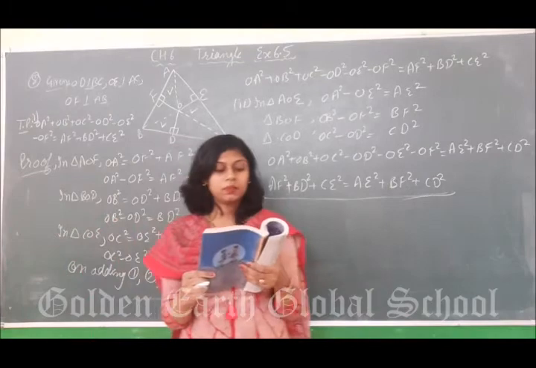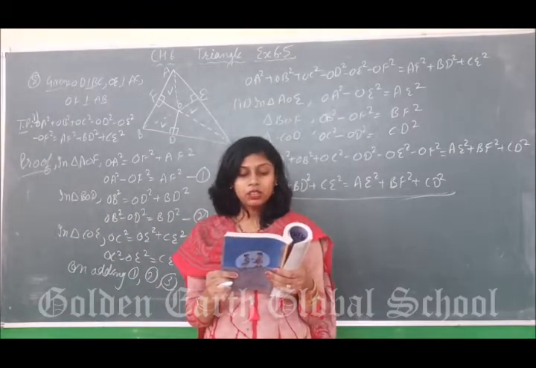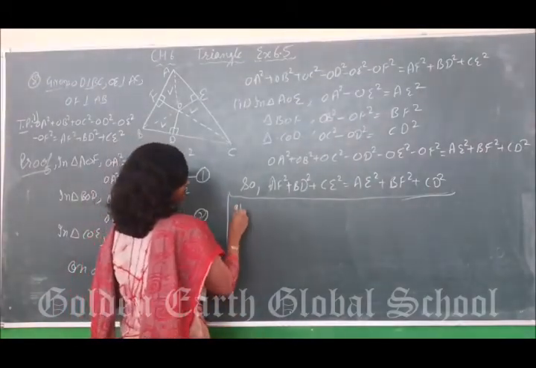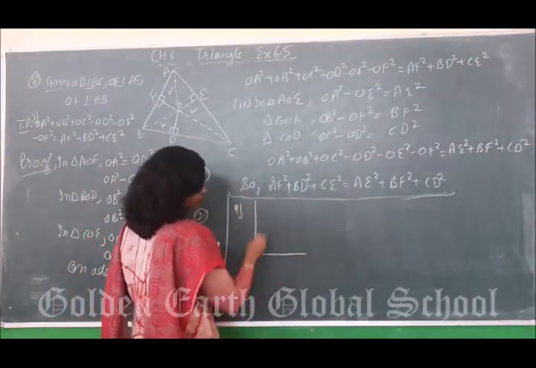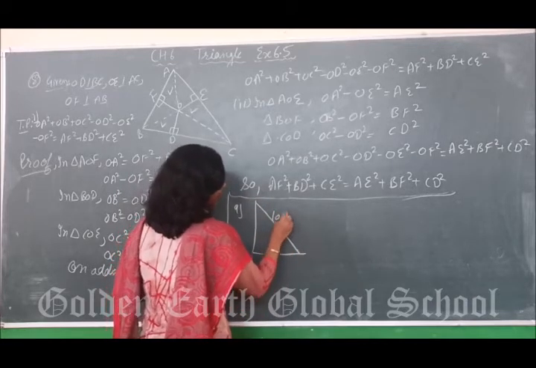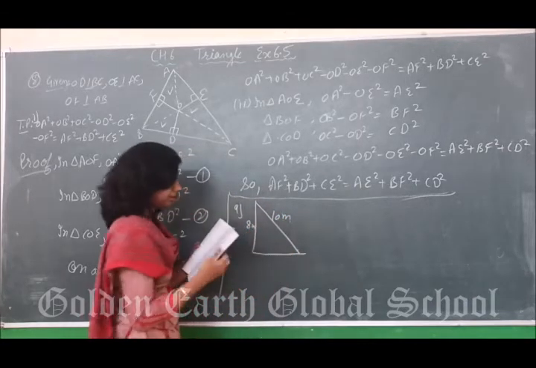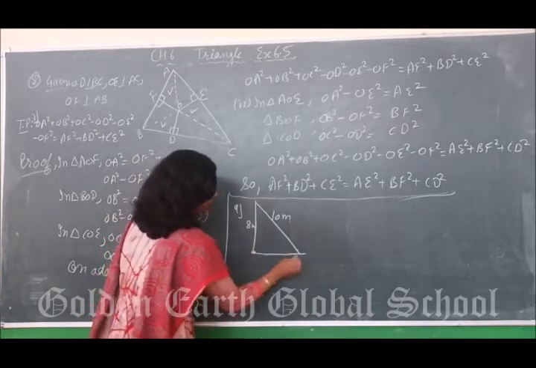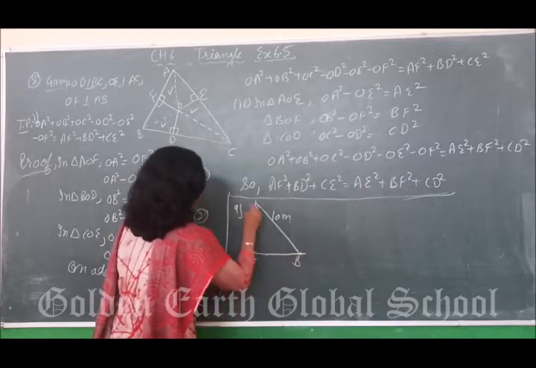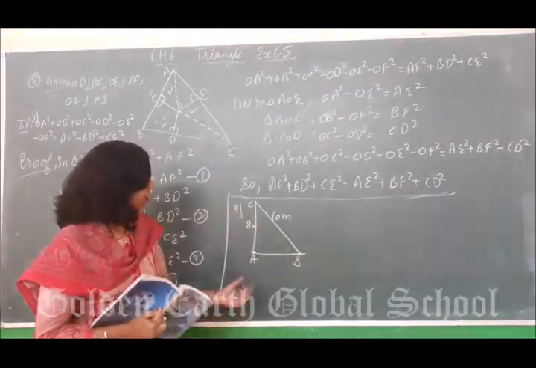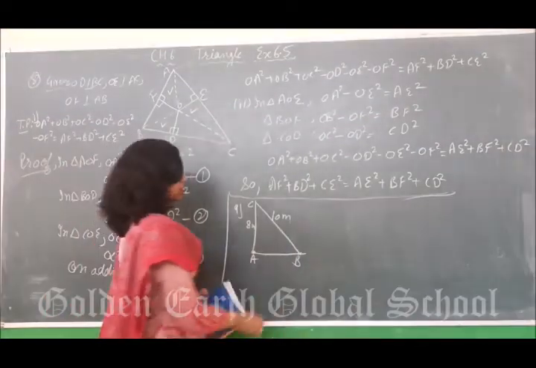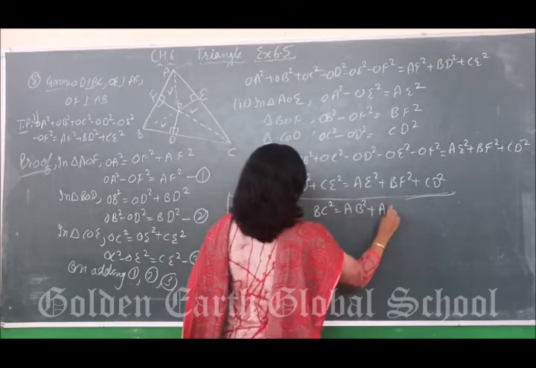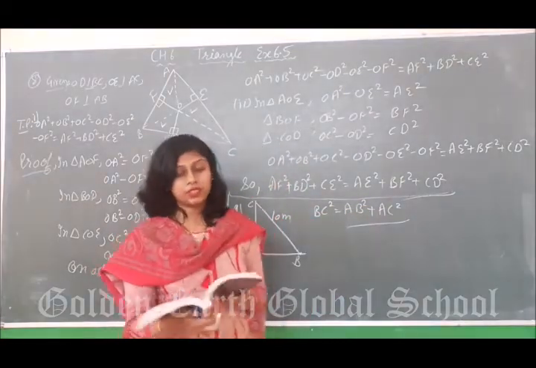Now 9th question, a ladder 10 meter long reaches a window 8 meter above the ground. This is the window and this is the ladder. Ladder is 10 meter long, window is 8 meter high. Find the distance of foot of ladder. So we have to find this AB. Apply Pythagoras theorem here and you will get the side AB. That is BC square is equals to AB square plus AC square. Do the calculation by yourself.